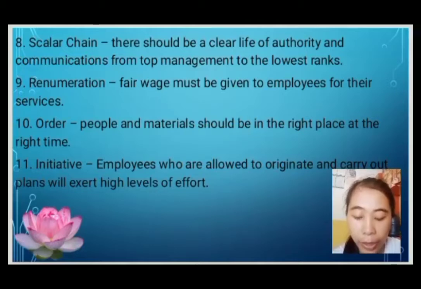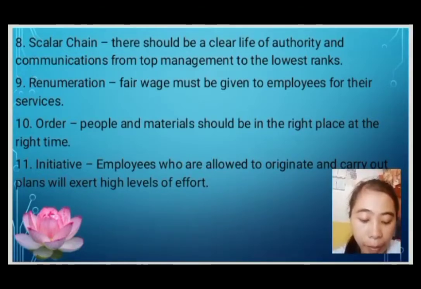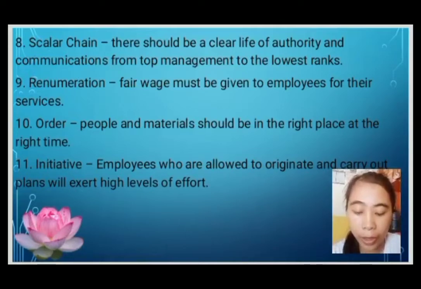Number 9 is remuneration. Kinakailangang maayos at tama ang natatanggap na sweldo at benepisyo ng mga empleyado. Number 10 is order. Kailangang nasa ayos ang lahat magmula sa galaw ng mga empleyado hanggang sa galaw ng mga gamit at materials.